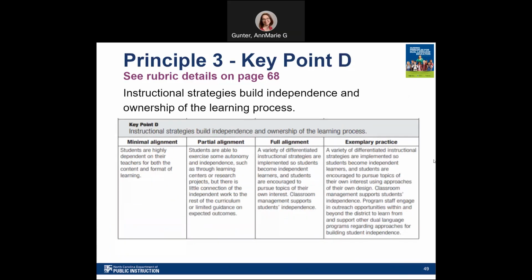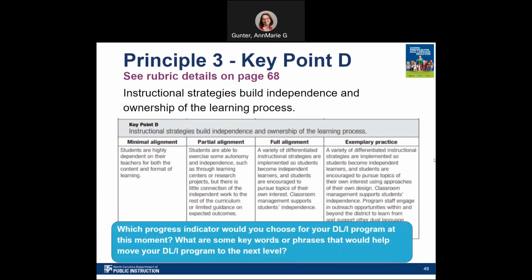Key point D is instructional strategies build independence and ownership of the learning process. Again, take a look at the different descriptions of each progress indicator and answer the questions. Which progress indicator would you choose for your DLI program at this moment for key point D? And what are some keywords or phrases that would help move your DLI program to the next level?